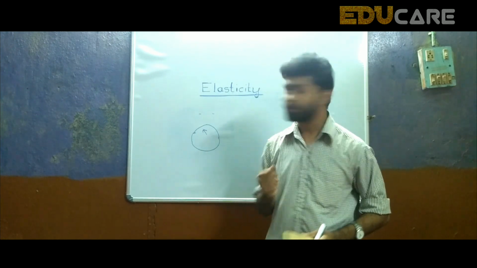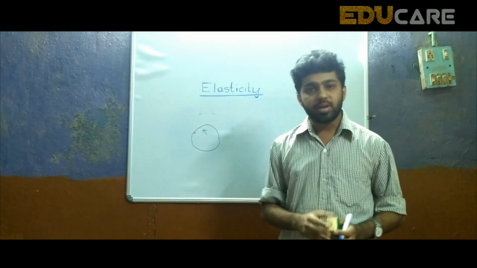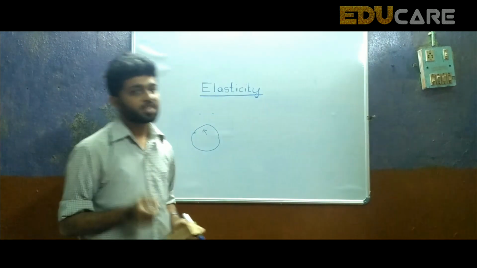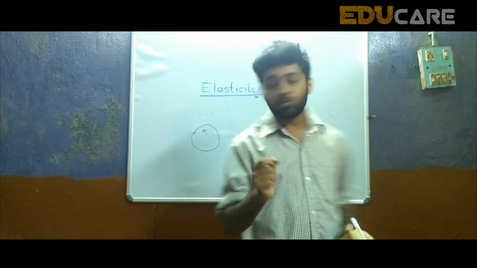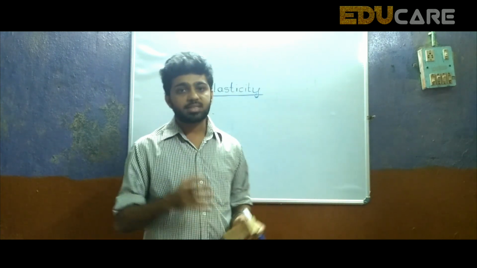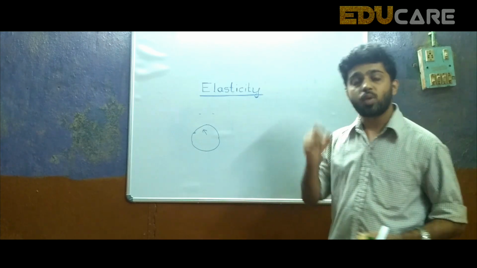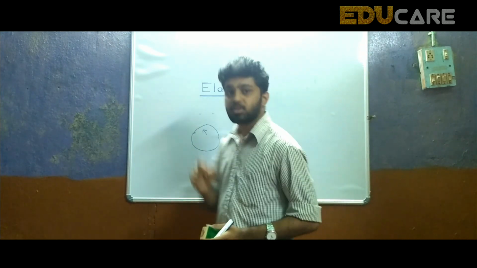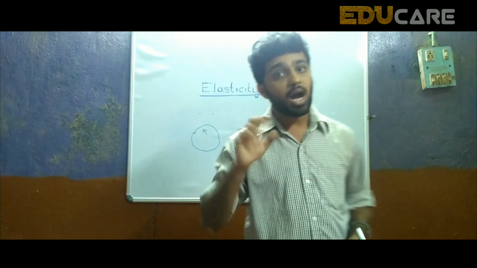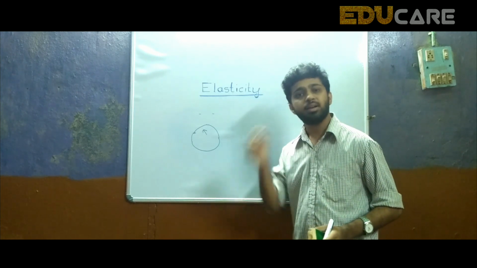Got it? Good. Now what is the elastic property? The property by which the body regains its original size and shape is called an elastic property. Now, what is the deforming force? The force which is responsible for changing the size and shape of the body is called a deforming force. Then, what is the restoring force? The force which is responsible for the regaining of the original size and shape after the removal of external force is called a restoring force.